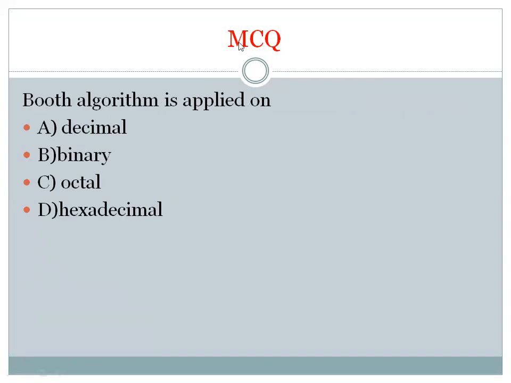Take the second MCQ. So both algorithms are applied on what? Option A, decimal. Option B, binary. Option C, octal. Option D, hexadecimal. As I said earlier, both algorithms are specifically designed for solving the signed number multiplication problem. And also it purely works on binary numbers. That's why the answer is option B, binary number.